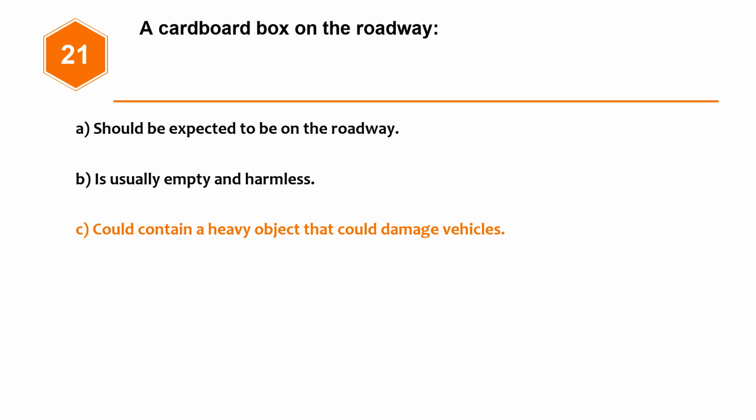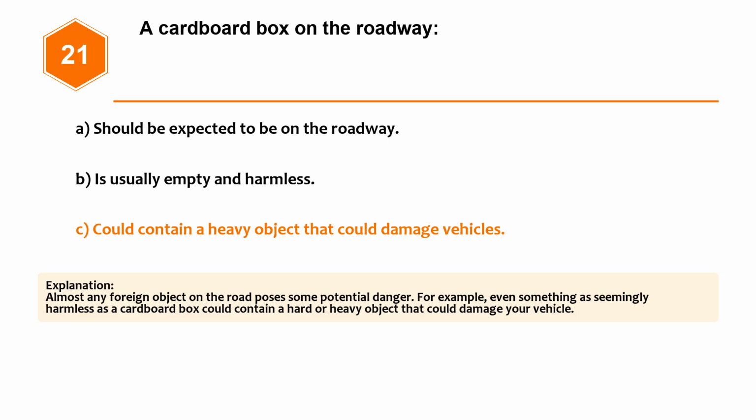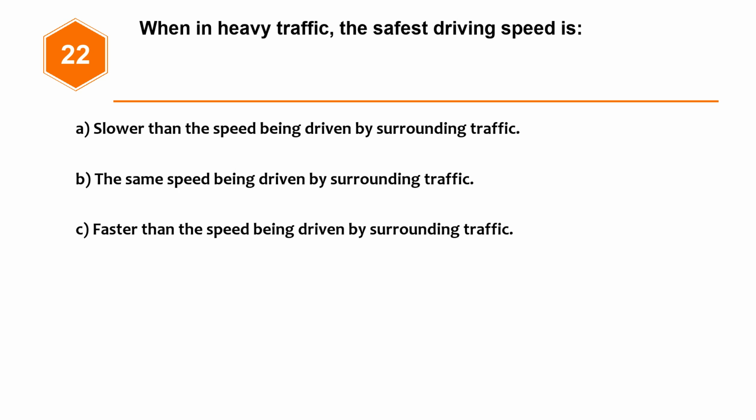The correct answer is option C. Could contain a heavy object that could damage vehicles. Explanation. Almost any foreign object on the road poses some potential danger. For example, even something as seemingly harmless as a cardboard box could contain a hard or heavy object that could damage your vehicle.